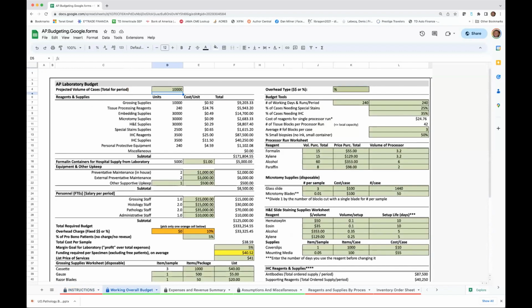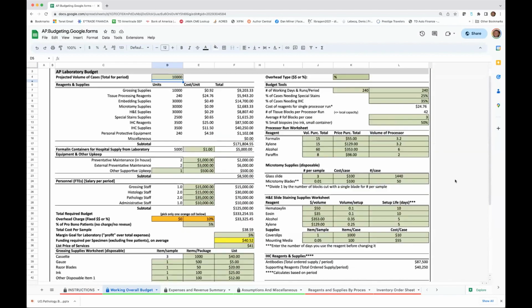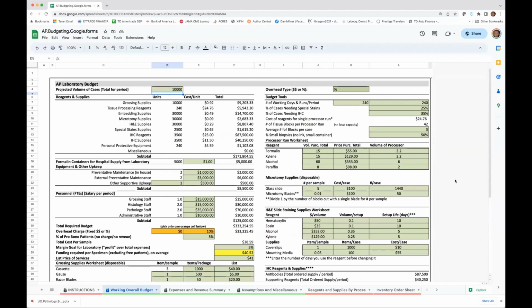So now this is the main page of the working overall budget. You can see it says AP laboratory budget. And there are all the light green boxes. All the light green boxes are numbers that you need to provide. You have those numbers; you just have to figure them out for your laboratory. Okay, so the most important number is the number of samples per year. You can see here we have it set to 10,000, and that's cases. That's not blocks. That's not biopsies.